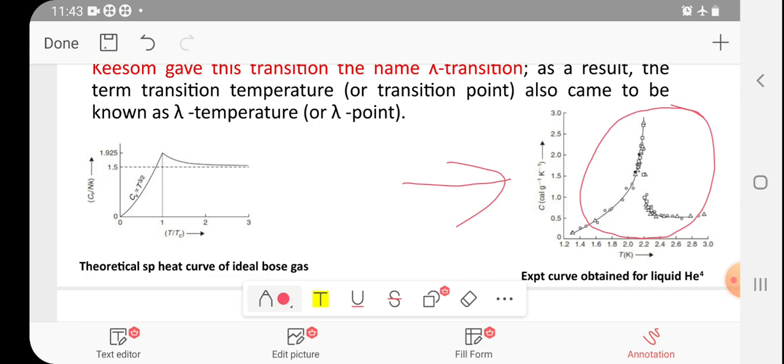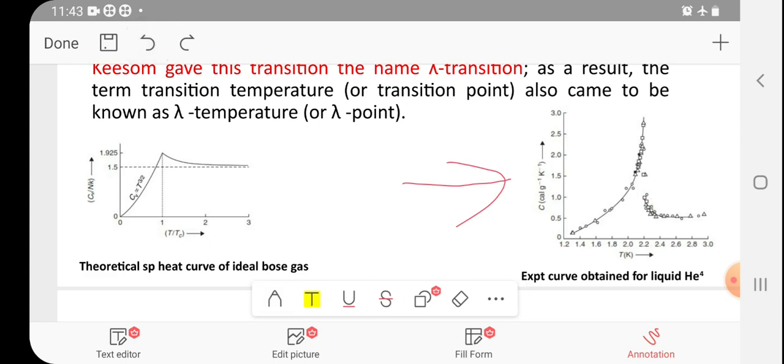This particular curve looks like the mathematical symbol lambda, and this is the particular point below and above which the behavior of the helium changes. If we call this region helium 1, then this region will be helium 2. So this is the temperature which separates the helium into two regions, and the shape of this curve is like the mathematical symbol lambda.